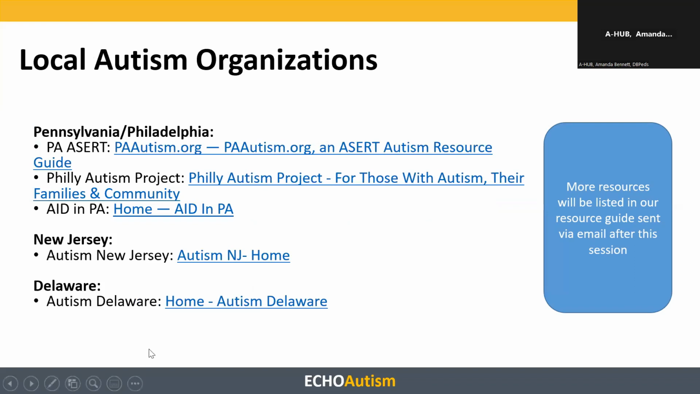And these are some local organizations. So we stuck primarily to the Philadelphia region, so Pennsylvania, New Jersey, and Delaware, but these are some local resources that families can access also.